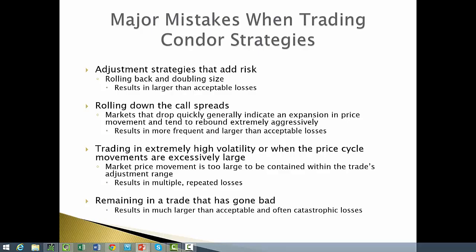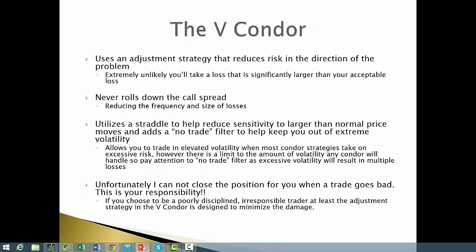And let's talk about the design of the V Condor. The V Condor uses an adjustment strategy that reduces risk in the direction of the problem. So rather than rolling back and doubling size and taking on excessive risk and hoping the market reverses, as the market goes against the Condor, we are reducing risk. Now, if you roll back and double and you happen to be right, you're going to make more money than you will doing what we're doing here. However, this is long-term a much safer way to trade, and it makes it very unlikely that you're going to take larger than expected losses.